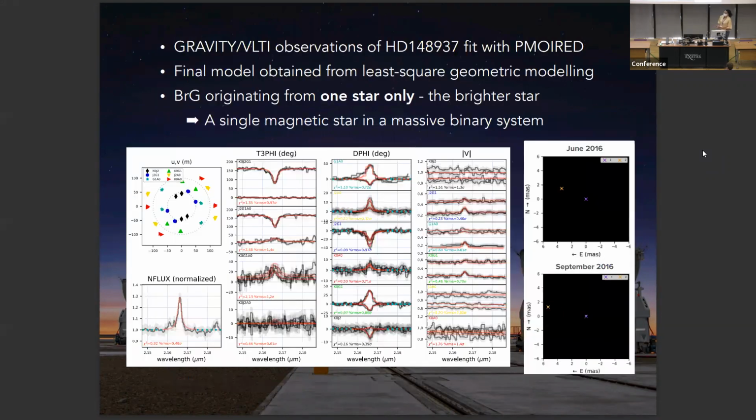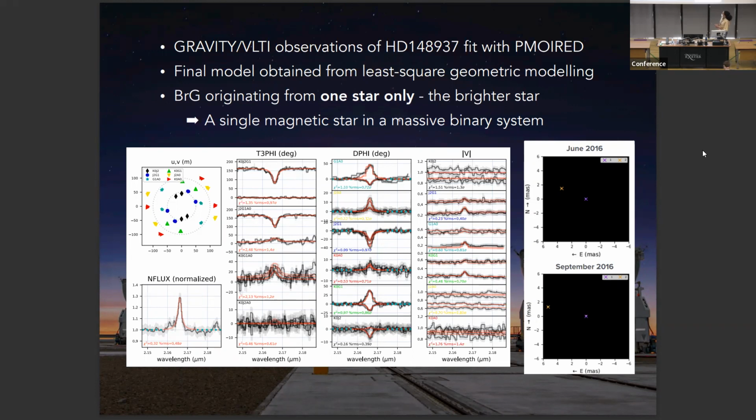So we decided to look at this system with interferometry, specifically GRAVITY observations with the VLTI. And like many other people, we used Antoine Mérand's code PMOIRED to perform the geometrical modeling of our data sets. So here you can see the UV coverage of our observations. We had two epochs of GRAVITY data, one taken in June 2016 and one taken in September 2016. And you can see an example of the observables here.